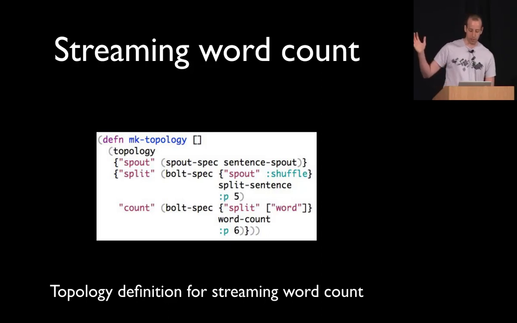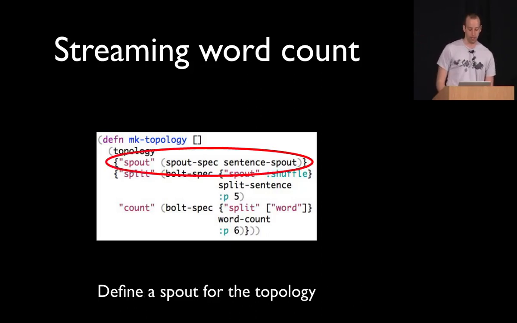So here is how you would define the topology for this computation. You use this topology function to create the topology, and then you give it a map of spouts and a map of bolts. It's a map from a name for the spout or bolt, and the value is just the implementation. So here we say we have a spout that we're going to call spout, and the implementation is in this sentence spout var, which I'll show the implementation of in a second.